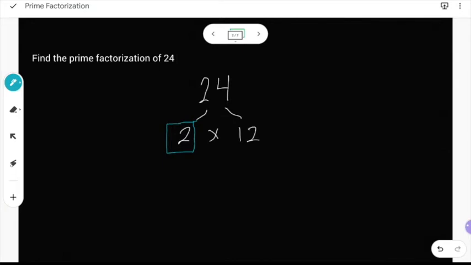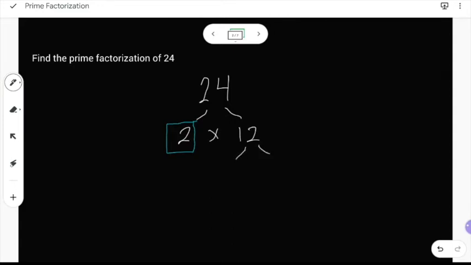The only thing 2 could break into is 1 times 2. It doesn't make sense to do that, because if I break it into 1 times 2, then I could break that 2 into 1 times 2, and then that 2 into 1 times 2, and I'm doing that forever and ever. There would be no stopping. As soon as I get something that's prime, I put a circle or a square around it and I stop. Now, looking at 12, I can break 12 into 2 other factors as well.